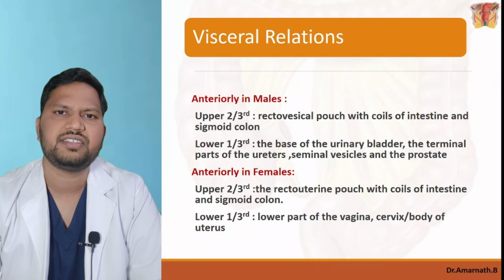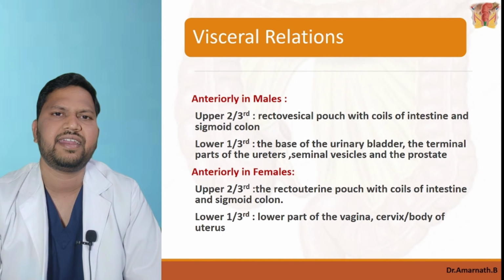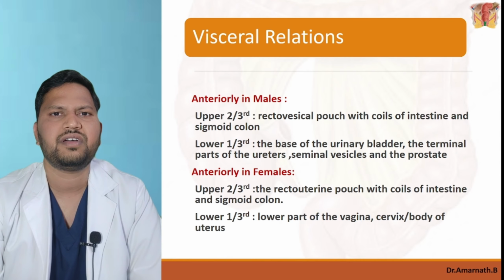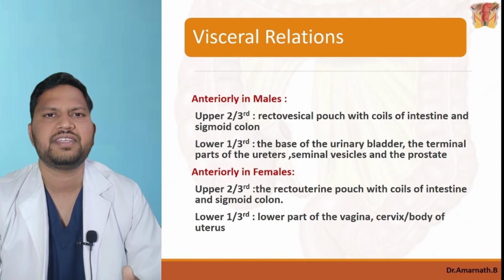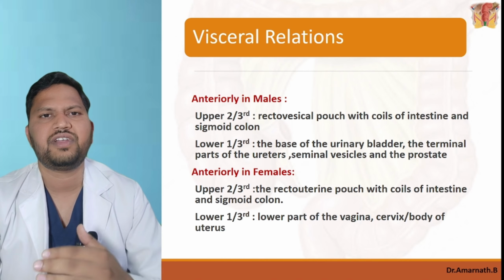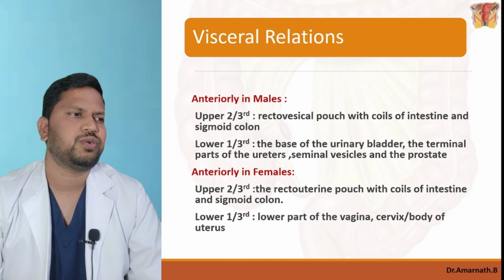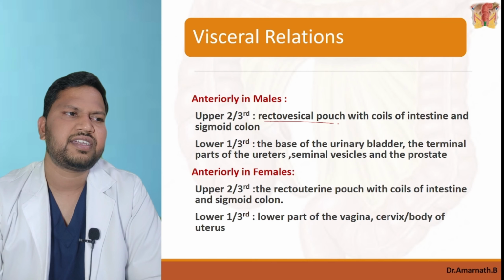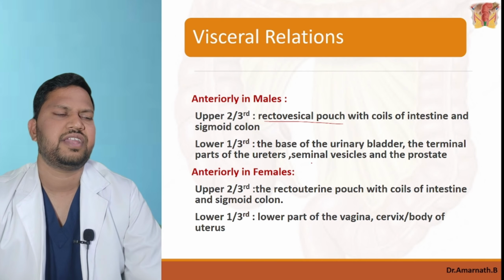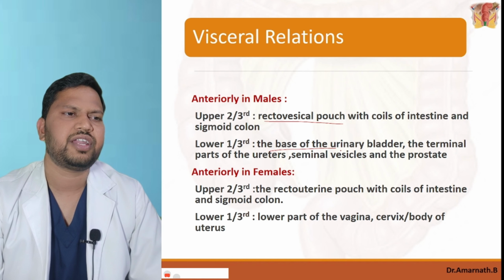Visceral relations, that is the organs that are situated anteriorly and posteriorly. Anteriorly, it is different from males to females. In males, immediately next to the rectum is the bladder, whereas in females, immediately next to the rectum there is the uterus. So the upper two thirds is connected with the rectovesical pouch with the coils of the intestine, whereas the lower one third relates to the base of the urinary bladder, terminal parts of the ureter, seminal vesicles and prostate.